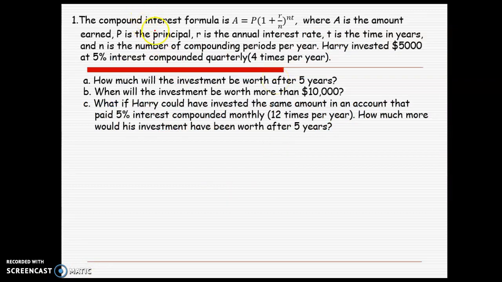All right, the compound interest formula, again, it tells you what it is. T is in years. Harry invested $5,000 at 5% interest compounded quarterly. So this time, he's got $5,000, and the rate is 0.05. And it's compounded quarterly, which is 4 times per year. In case you don't know, and you might not, it doesn't come up very often when you're a teen. Quarterly is 4 times a year.